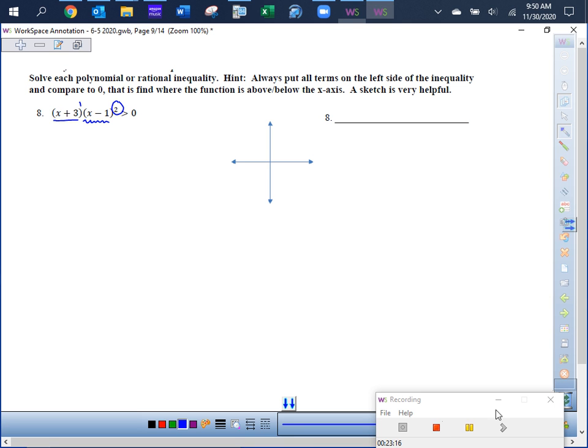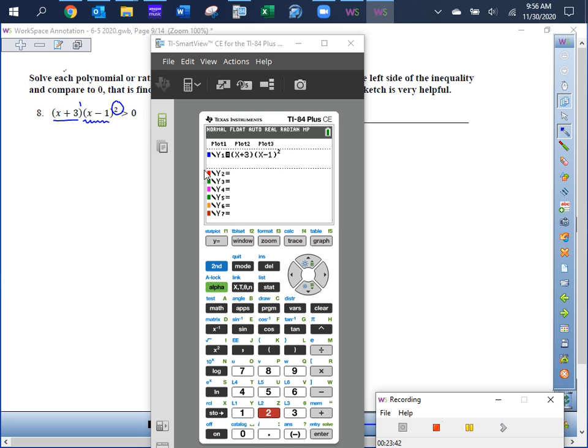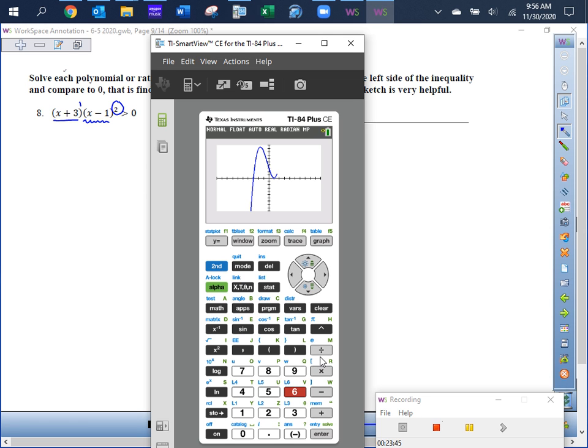So let's do that. We've got it punched in just the way it is. I'm going to ZoomStandard it. And look at that. That there is an odd function. Can I tell you why it's odd? Because aren't the ends going different directions? One's going up and one's going down by the end behavior. It's got a 0 right here at -3, just like I thought it was going to. And didn't that cross over the x-axis? Take a wild guess where that 0 is at. It's at 1. And doesn't it just touch the x-axis in that case?